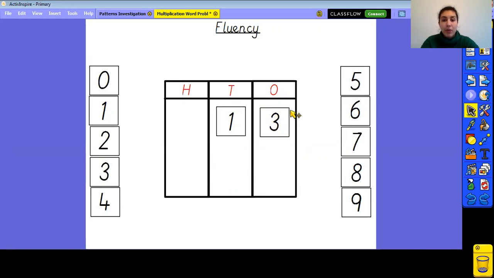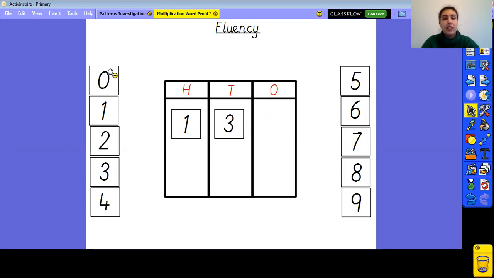Our digits in our number 13, when we times by 10, they're getting 10 times bigger. So I need to move my 1 ten into my hundreds column, and I need to move my 3 ones into my tens column, and then that leaves the ones column empty. The ones column is not allowed to be empty, so I need to put a 0 in there. So 13 times by 10 is 130. Excellent, well done.